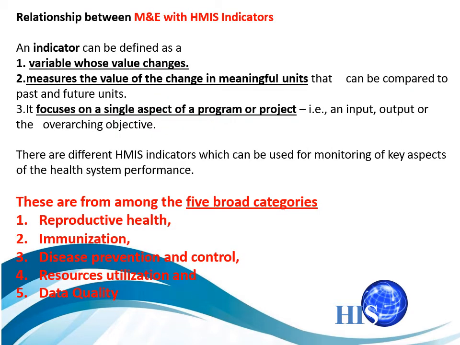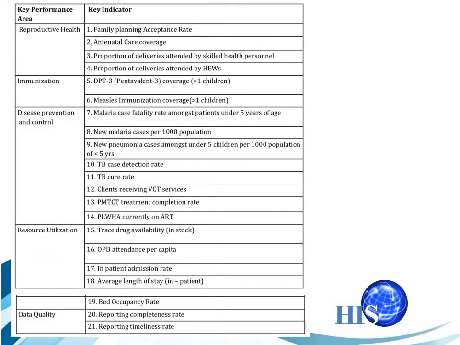Next, relationship between M&E with HMIS indicator. So an indicator can be defined as a variable whose value changes, definitely. Number two, it measures the value of the change in meaningful units. Number three, it focuses on a single aspect of a program or project. So these are indicators that we can have. We have 5 broad categories: reproductive health, immunization, disease prevention and control, resource utilization, and data quality. So these are your key performance areas and your key indicators.